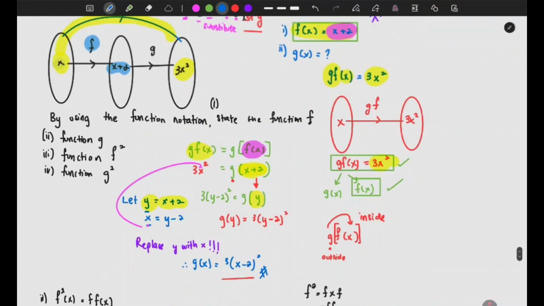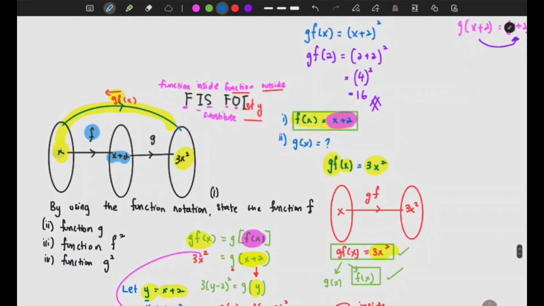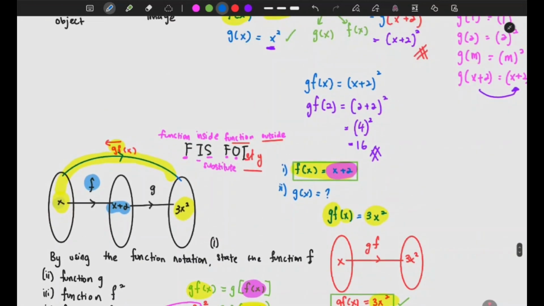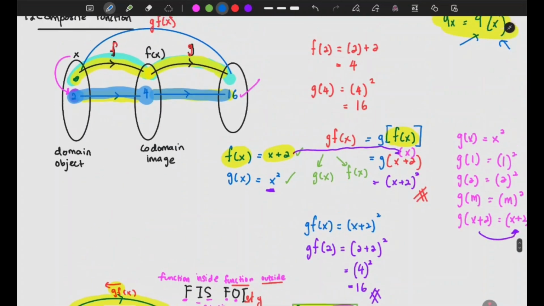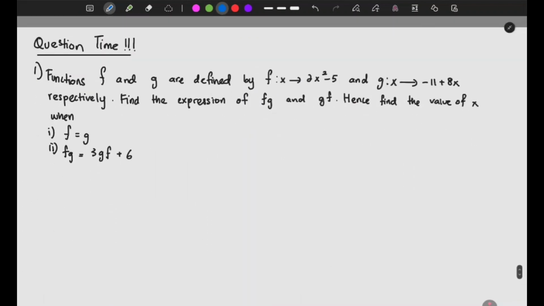Okay, let's go to the question because this is question time. I didn't prepare so many questions, I guess I prepared just two. Yes, just two questions. Functions f and g are defined. This time they give you f(x) and also g(x). Find the expression of fg and gf.